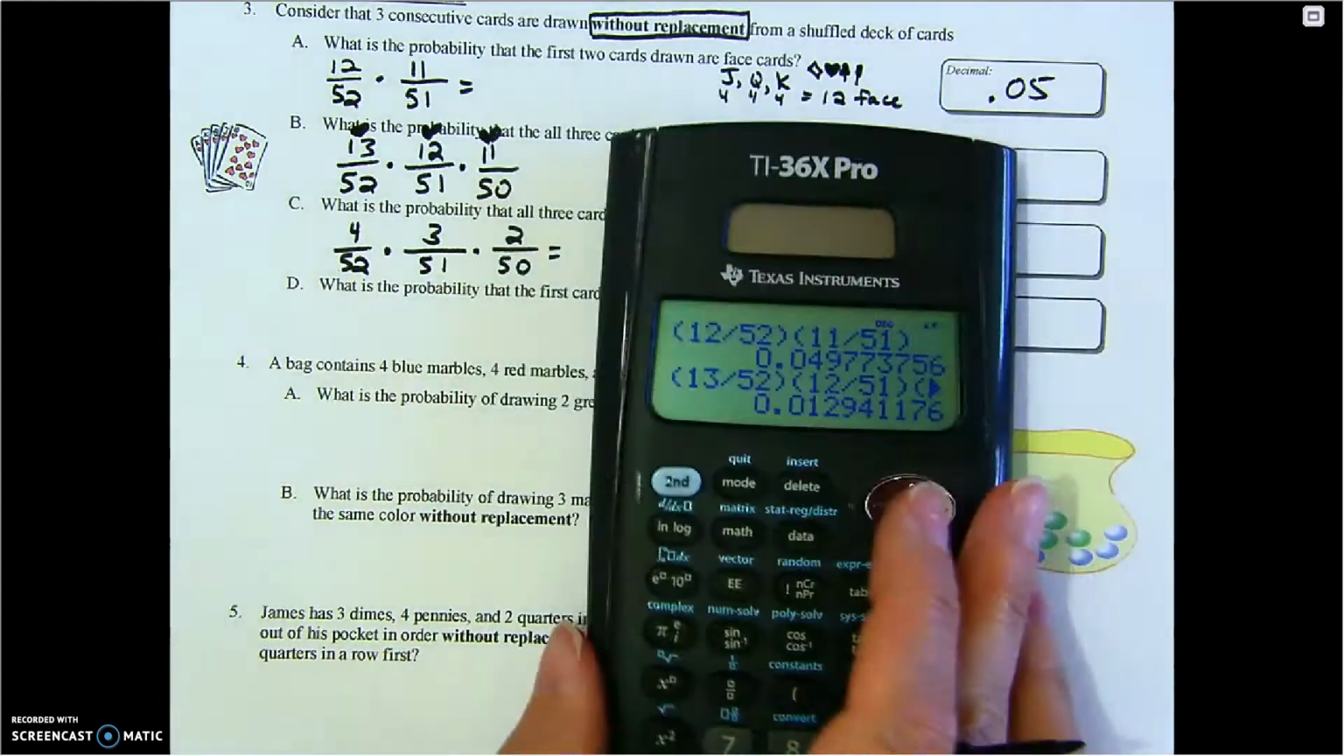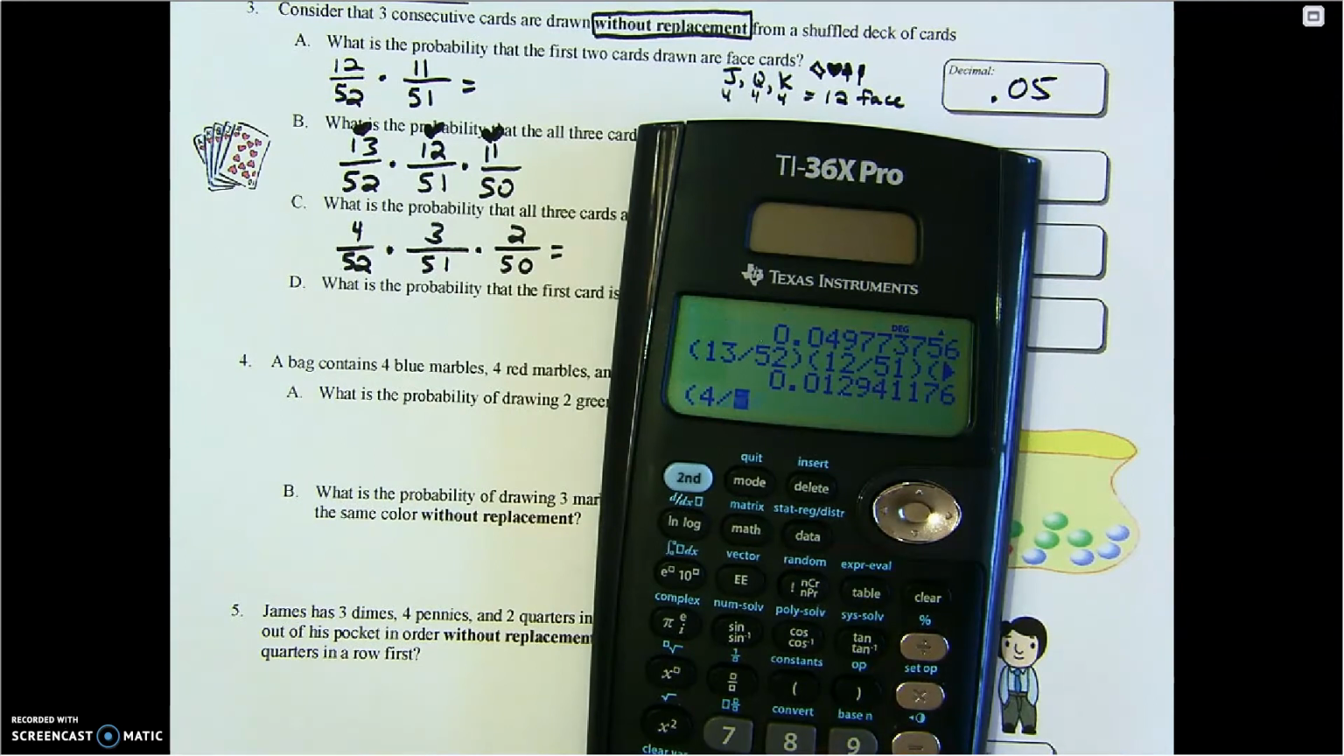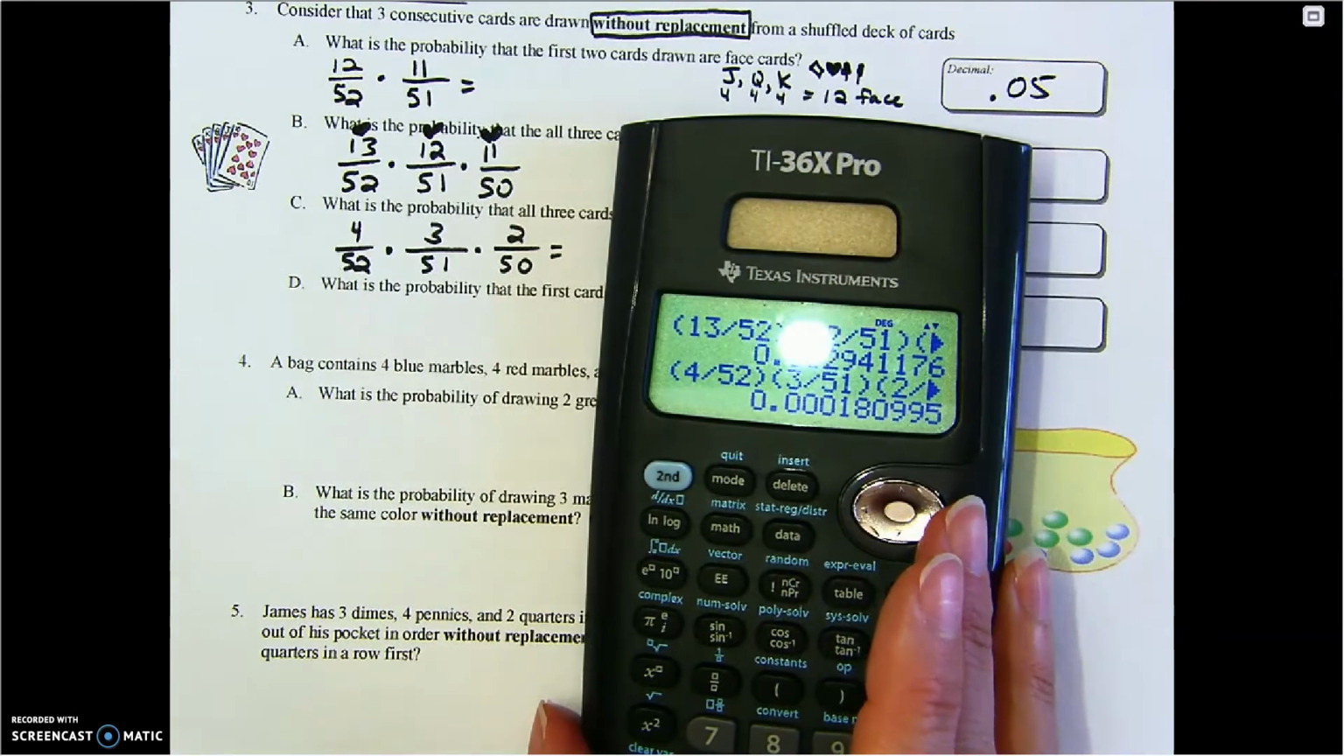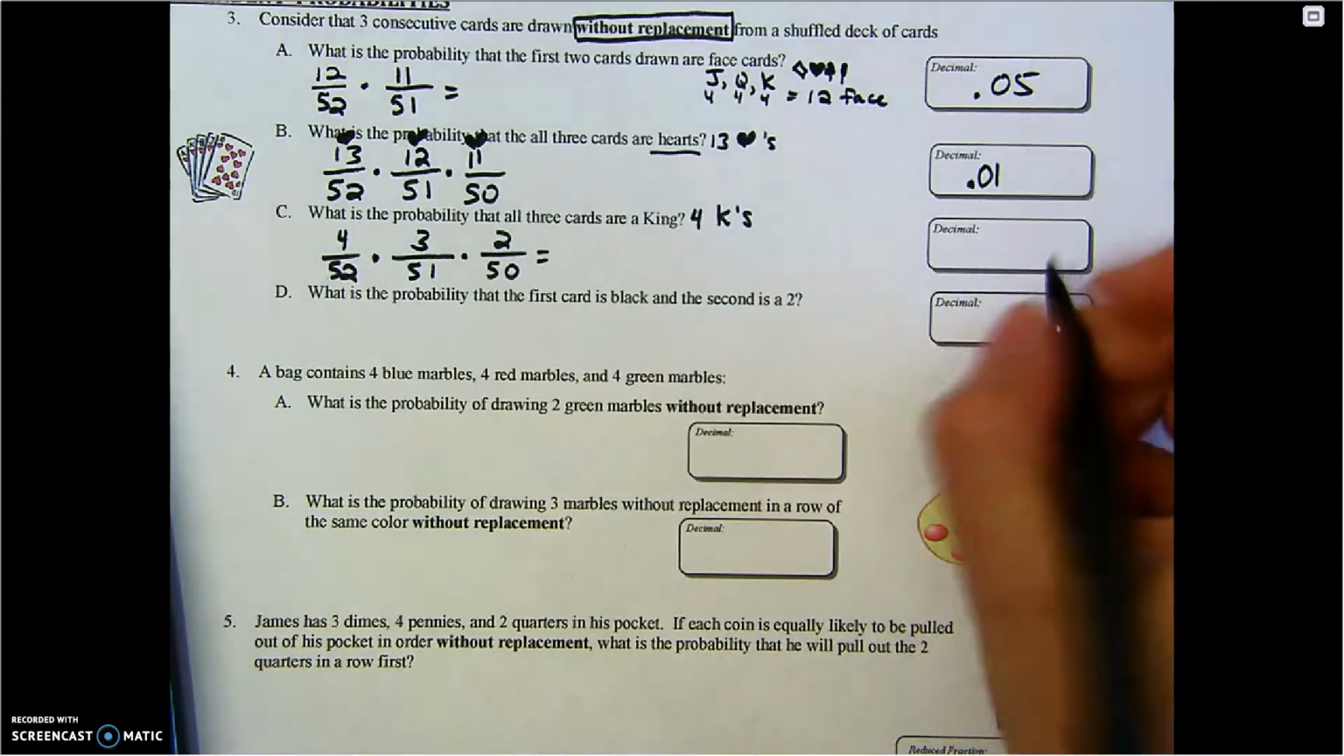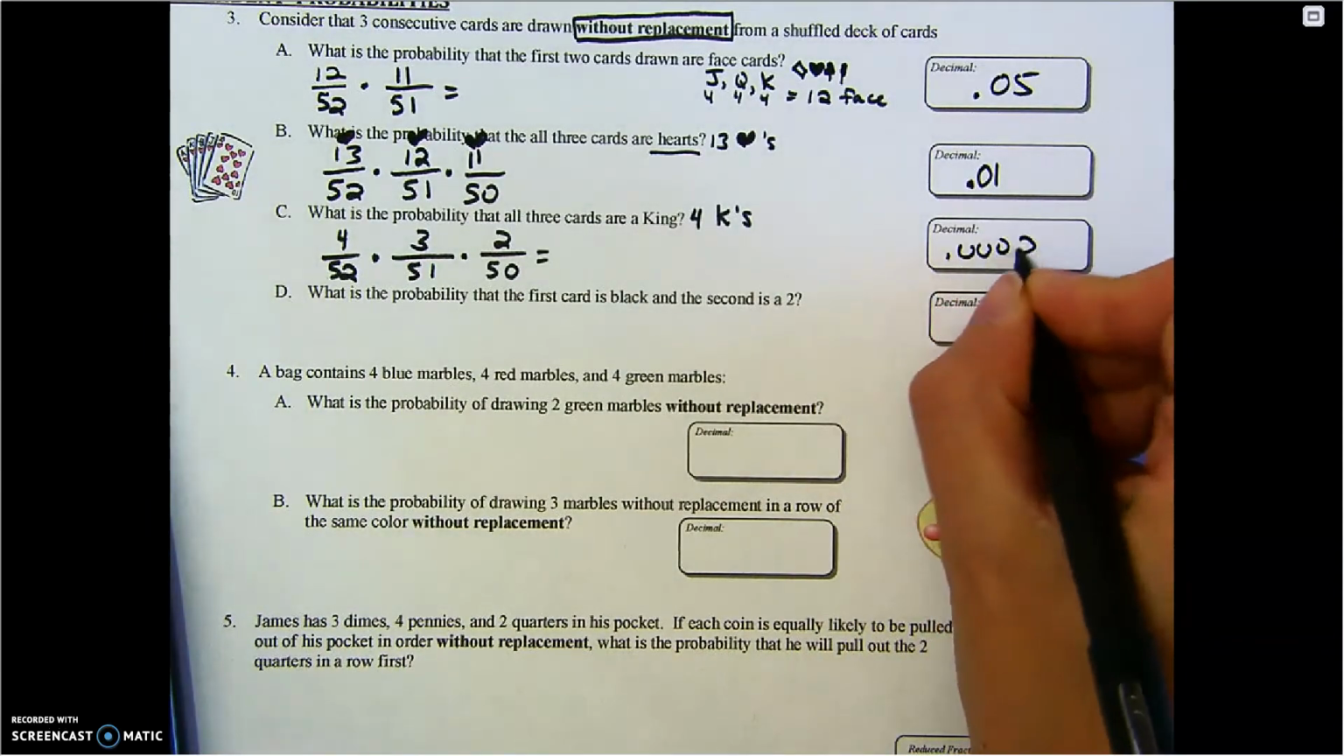All right, grab those calculators. Here we go. 4 out of 52 times 3 out of 51 times 2 out of 50, and voila, you get 0.0018. Oh my. So I'll say 0.0002.